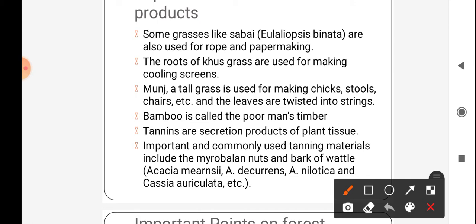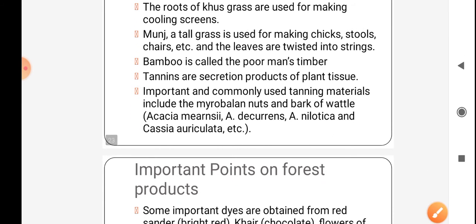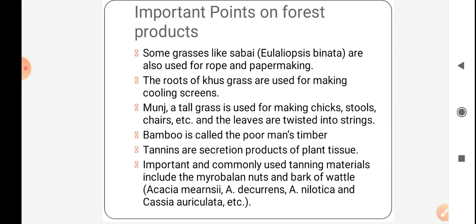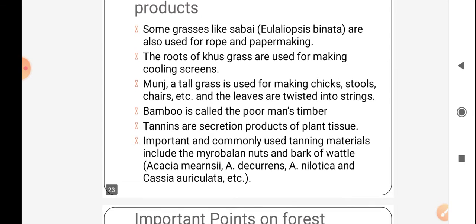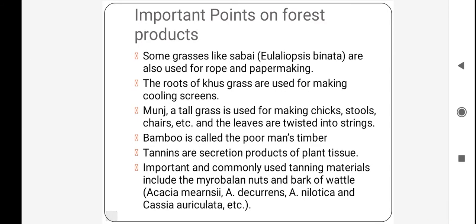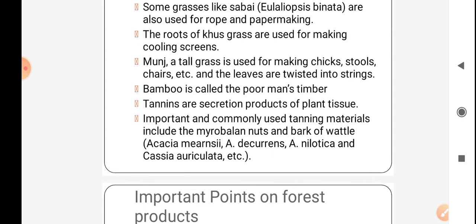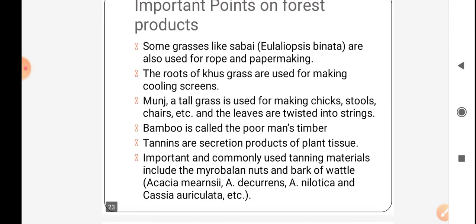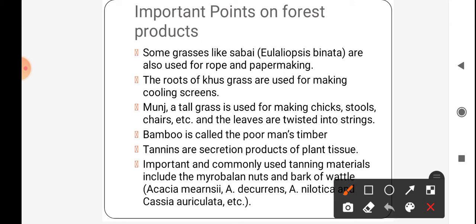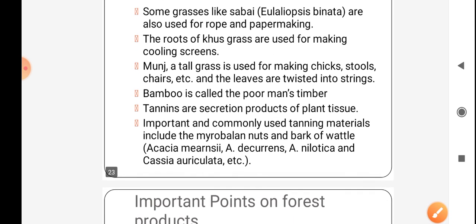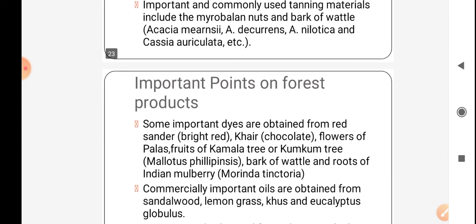The roots of khas grass are used for making cooling screens. Moonj, a tall grass, is used for making chicks, stools, chairs, etc. Bamboo is called poor man's timber. Tannins are secretion products of plant tissues. Tannins are majorly used in the leather industry. And friends, commonly used tanning material is myrobalan nuts and bark of wattle. And also Indian gooseberry, means amla, leaves are also used as a tanning material.